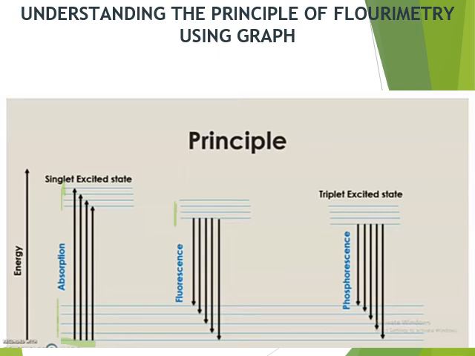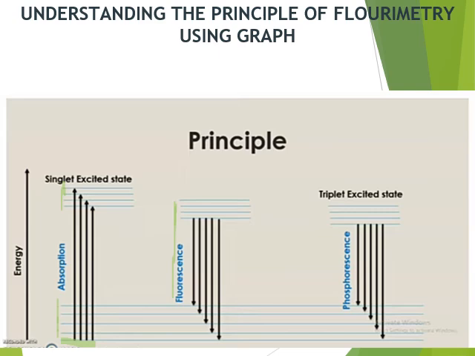Here, they come back to the ground state, and on coming back, they emit a certain amount of energy, and that energy is emitted in the form of light. This is the emitting of fluorescence. When this light falls in the visible region, then the phenomenon is called fluorescence. And when it falls in the ultraviolet region, the phenomenon is called phosphorescence.